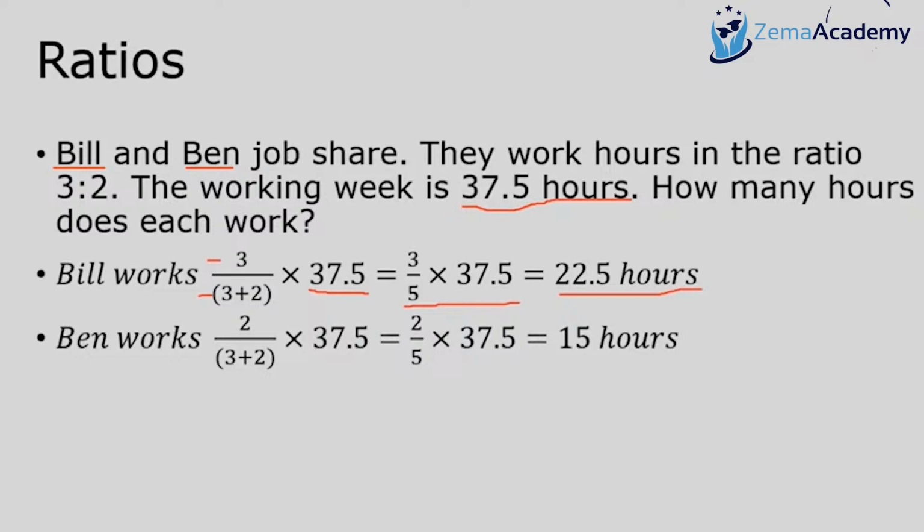Then we do the same for Ben. The numerator is formed by the 2 from the ratio that represents Ben's work. The denominator is the sum of both of those ratio numbers. And then we multiply that fraction by 37.5, the total number of hours that they can work. We then calculate that out. It becomes 2 over 5 times 37.5, which equals, if we calculate it out, 15 hours.